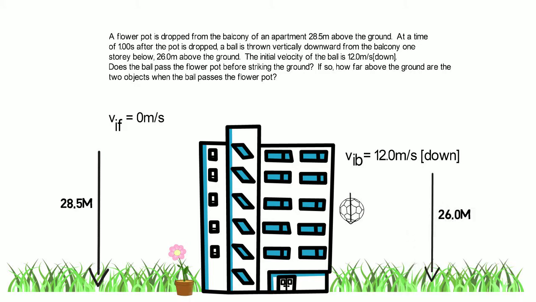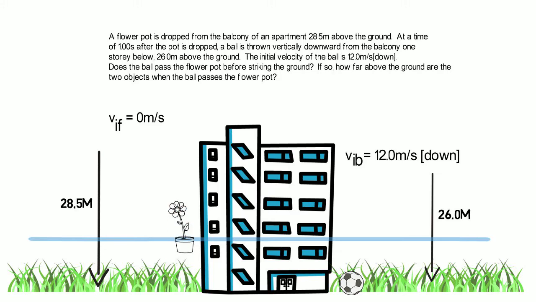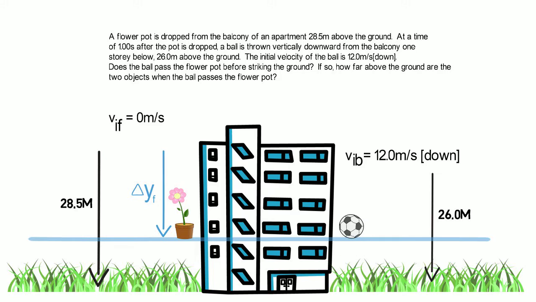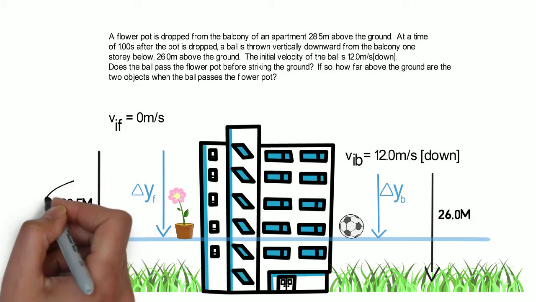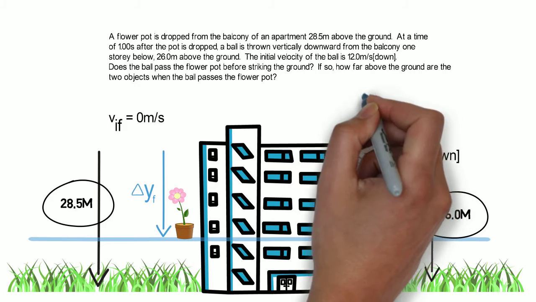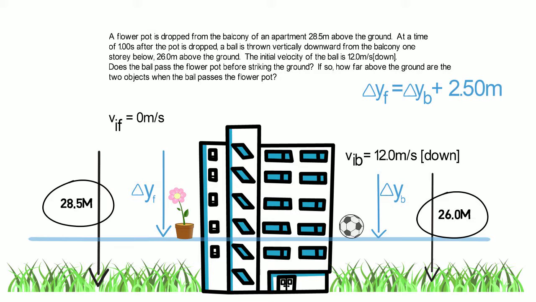Okay, now let's assume they're going to meet at this point here. Now this is an arbitrary point. This point could be above the ground, or it could be below the ground, and therefore they wouldn't meet at all. But if they're to meet here, we can say that the displacement of the flower pot is equal to the displacement of the ball, plus the flower pot traveled an extra 2.5 meters because it was 1 floor higher, and that is the difference of 28.5 and 26 meters.